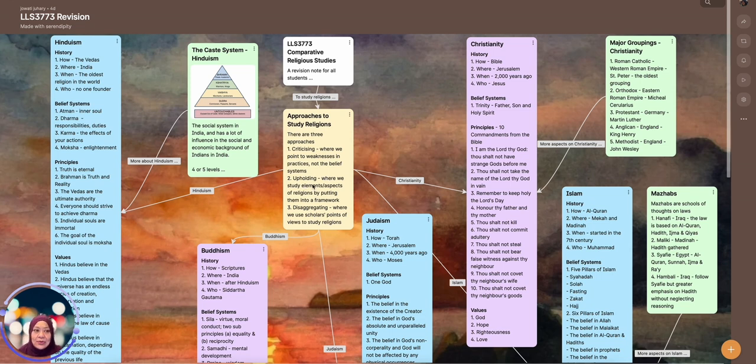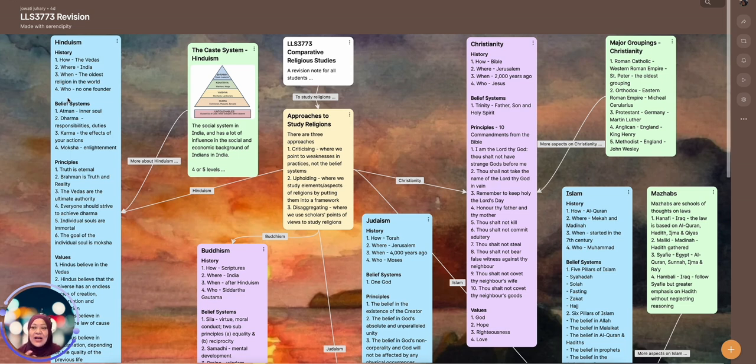So let's have a look at all the religions that we have studied so far, 5 main religions, and we are going to start with Hinduism. So it is this one here. So Hinduism. So basically the history of Hinduism.